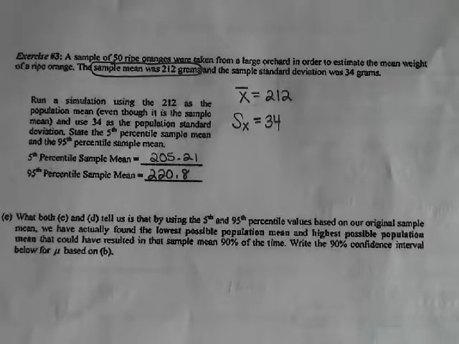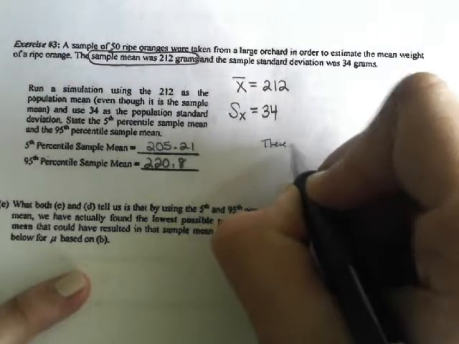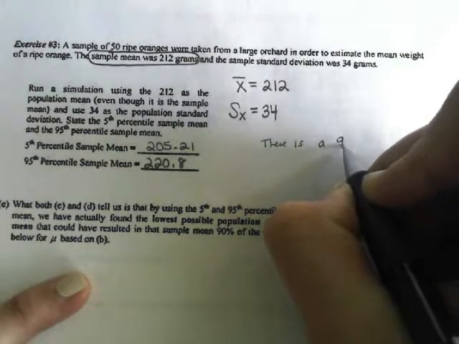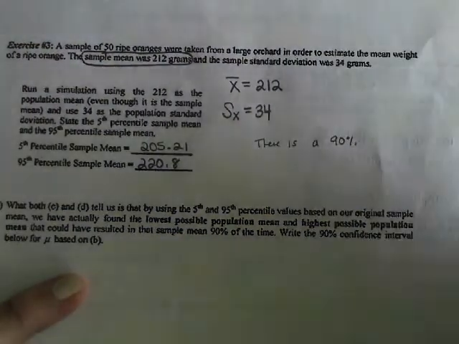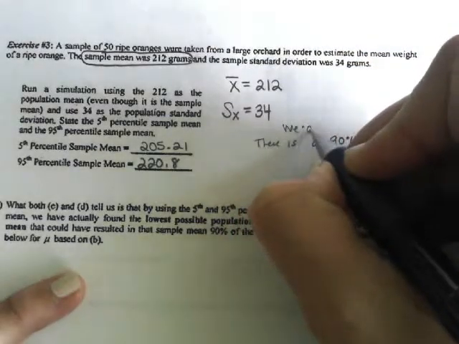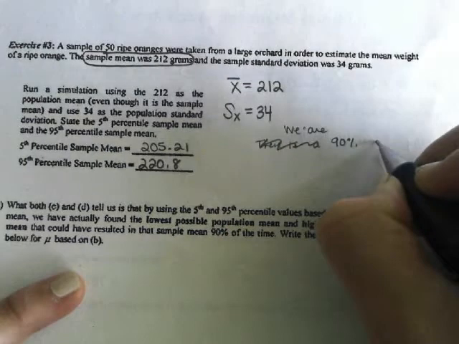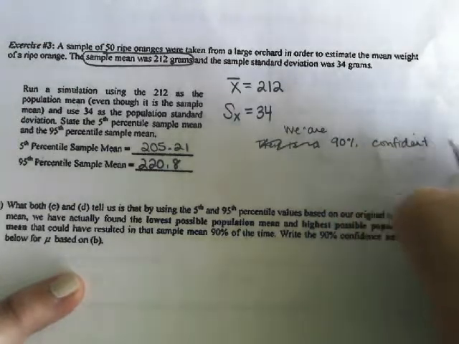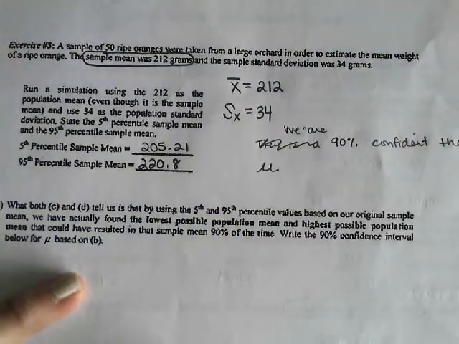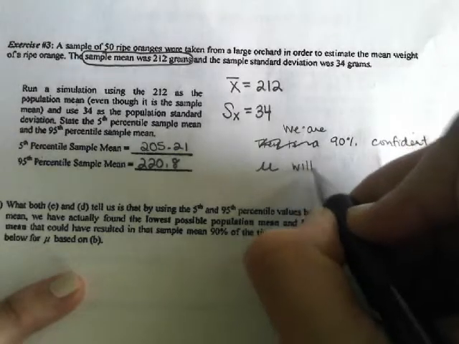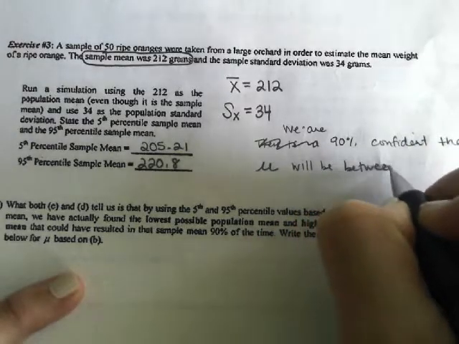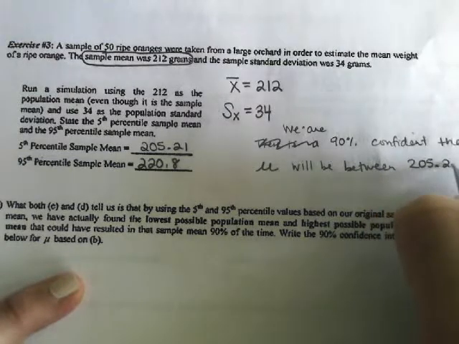So we would say there is a 90% chance, or we should probably say we are 90% confident. We are 90% confident that the population average will be between 205.21 and 220.8.